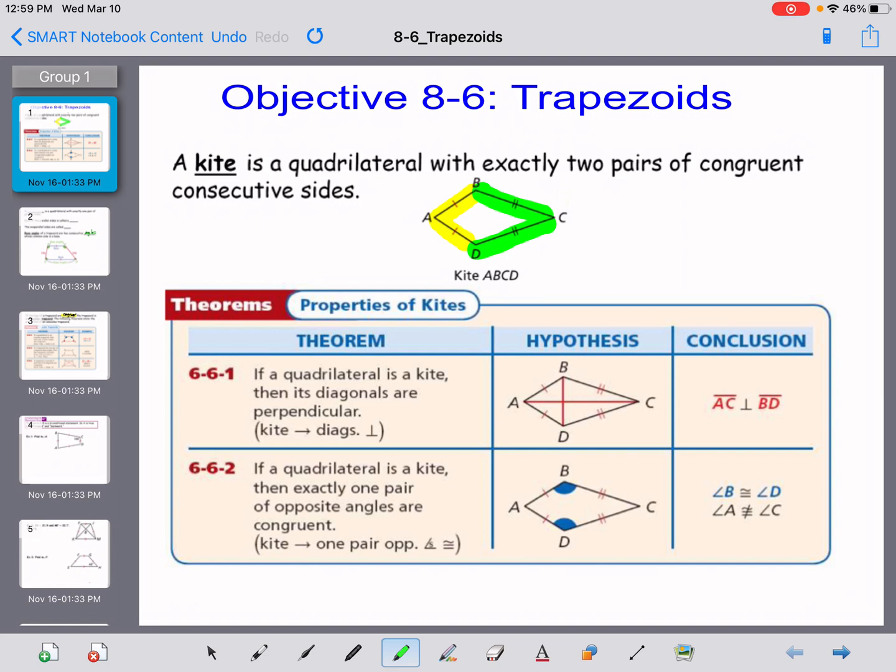The diagonals would be perpendicular, and then one pair, and that's the key phrase, one pair of opposite angles would be congruent. So if you look in your picture, if the angles B and D are congruent, then the angles A and C are not congruent.